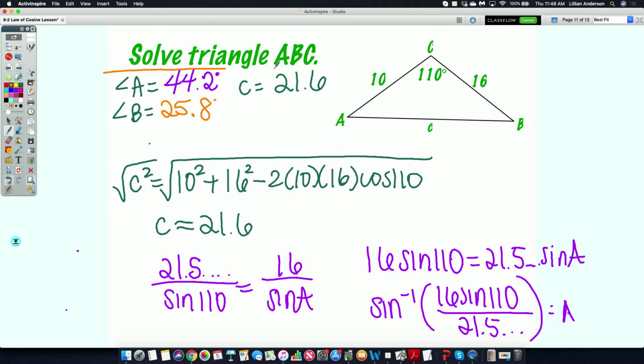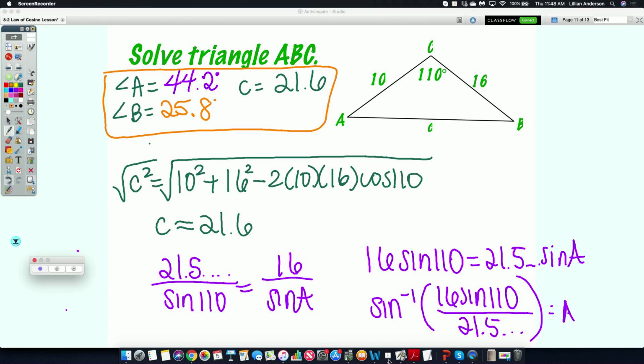Good stuff. Questions on using law of cosines to find side lengths or angle measures, or putting it all together? Yes. I gotta ask children to see if you gotta memorize them. But they're not hard though.